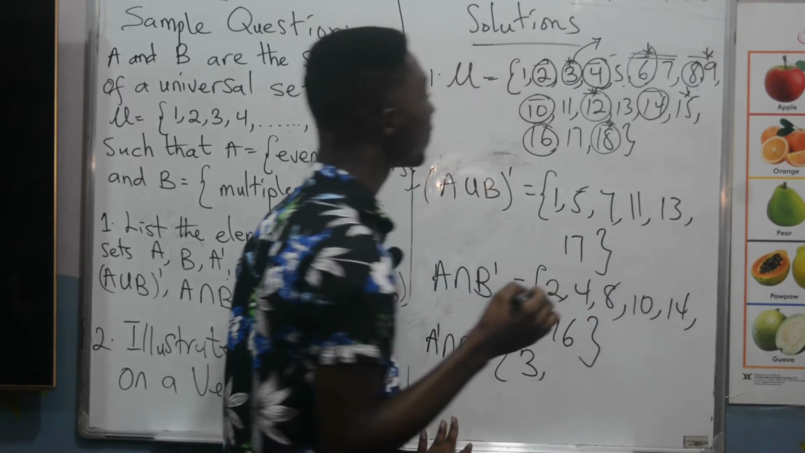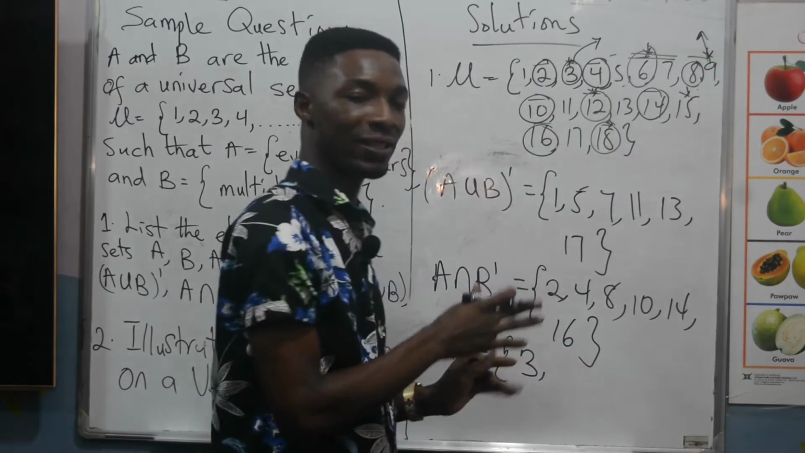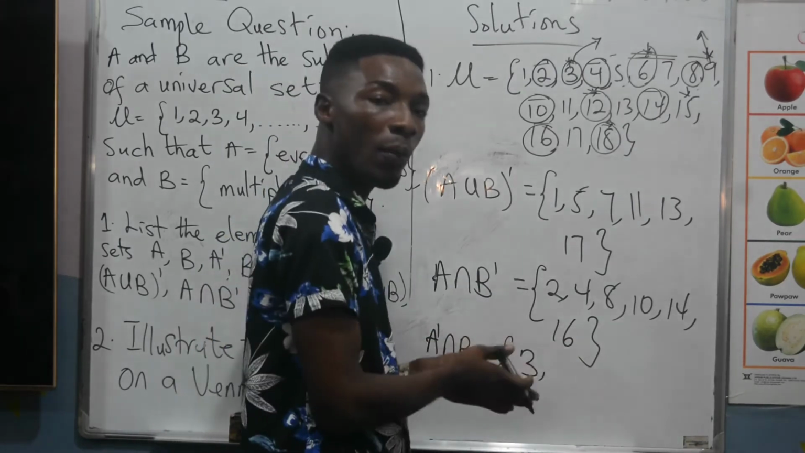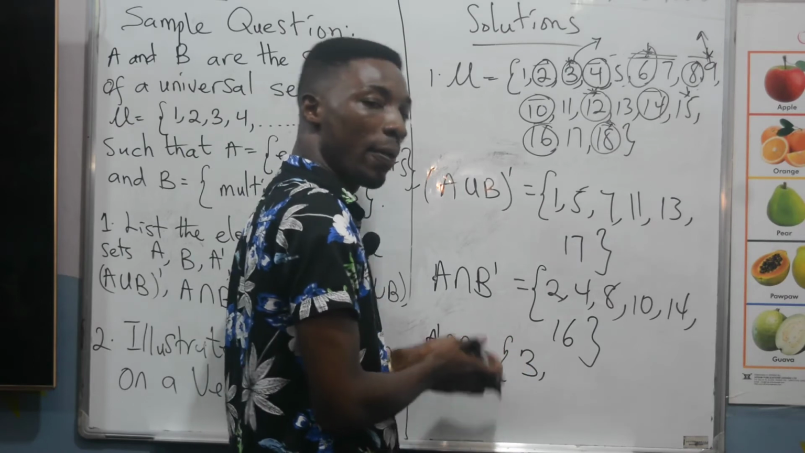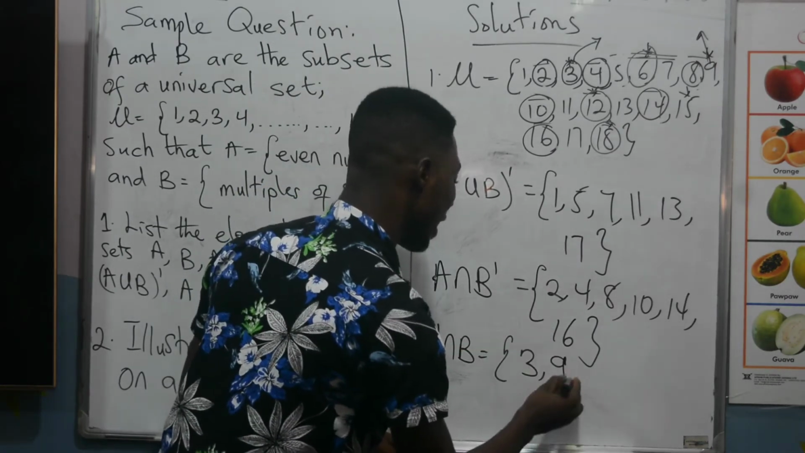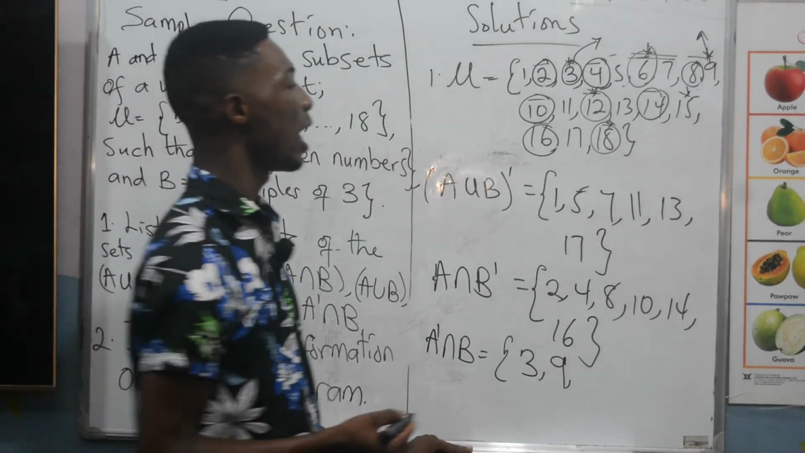Then we have 9. 9 is an odd number, so it will be in A complement. And it is a multiple of 3, so it is common to A complement and B. Therefore, we have 9 here, being a member of A complement intersection B.